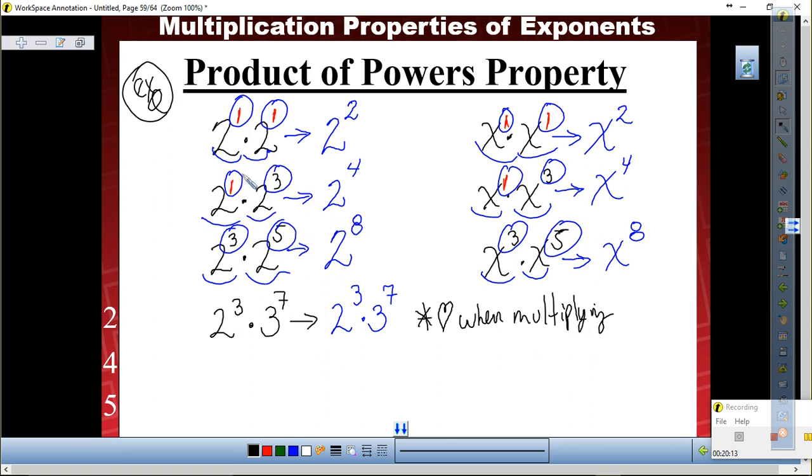No. So what are we multiplying? What are these called? They have a specific name. Jaden? Exponential expressions. Exponential expressions.